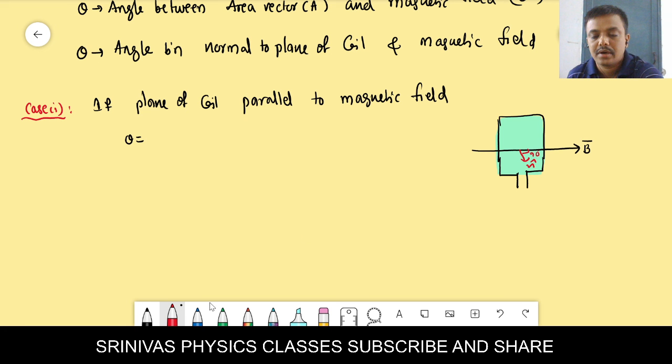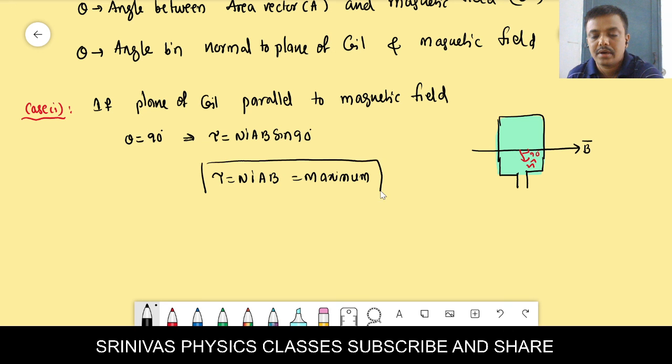Then here we have to take theta as 90 degrees, because the field is in the plane, but the normal to the plane is like this. The angle between the normal to the plane and the field is 90 degrees. Then what happens to the torque here? Torque is equal to NIAB sine theta. Theta is 90 degrees, then what you will get? NIAB. This is the maximum torque. Remember it. This is the formula for the maximum.